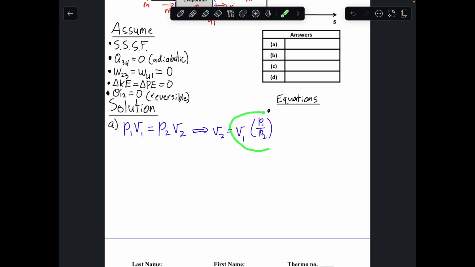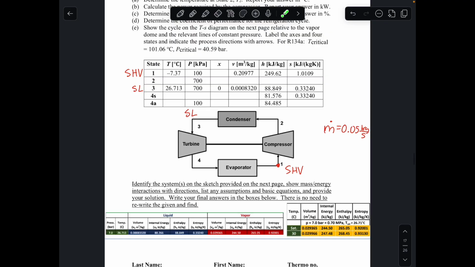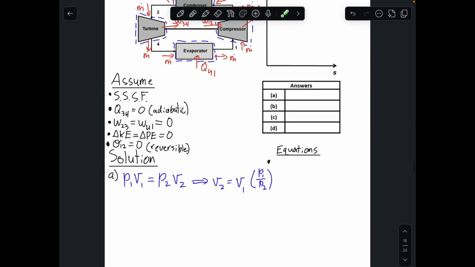So all of these values, again, we have in our table. V1 is equal to 0.20977 meters cubed per kilogram. And the pressure is 100 kilopascals at state 1, and then it increases to 700 kPa at state 2.